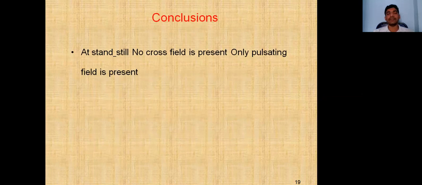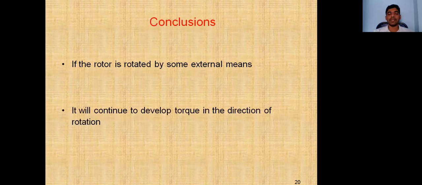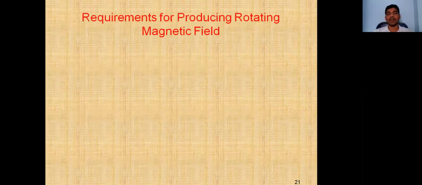At standstill, no cross field is present, only the pulsating field is present, so there is no rotation in the rotor. If the rotor is rotated by some external means, it will continue to develop torque in the direction of rotation. The torque is pulsating torque.